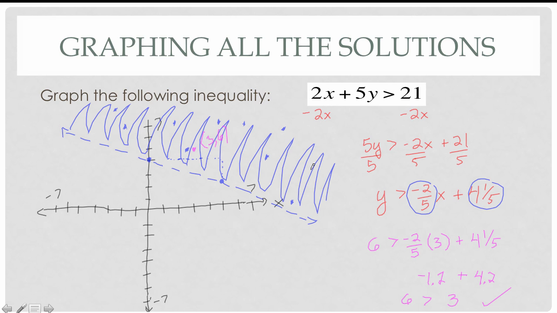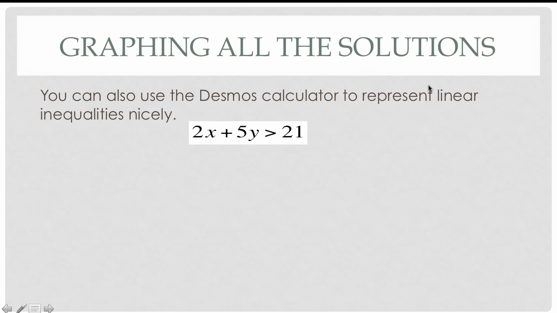Any point in this shaded area is going to be a solution to this inequality. We just graphed the whole solution set. Now, that was doing it by hand. We can actually use the Desmos calculator to do it as well. It's really handy. So we're going to take the same inequality, and I'm going to show you how to do that.